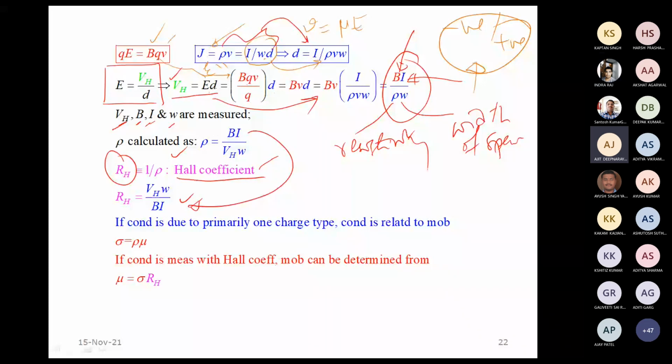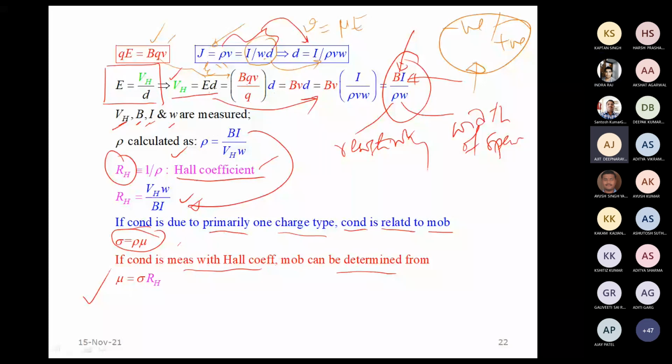Okay, so if conductivity is due to primarily one charge type, then conductivity can be related to mobility as this equation: sigma is equal to rho into mu, and conductivity can be calculated. If conductivity is measured with Hall coefficient, mobility can be determined, or if a mobility is known, then we can find out the conductivity. Okay, so these are the things which we can do using these mathematical relations.